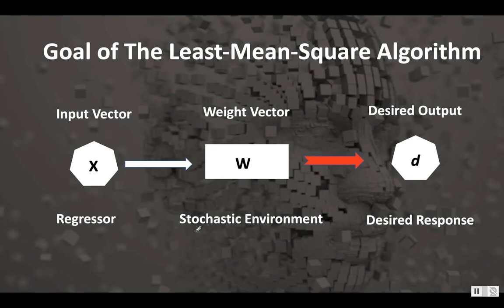In these slides, we would like to introduce some basic terminology. First, the input vector x can also be called the regressor. The weight vector w can be called the stochastic environment. And D is the desired output; as we learned before, we call that the desired response.